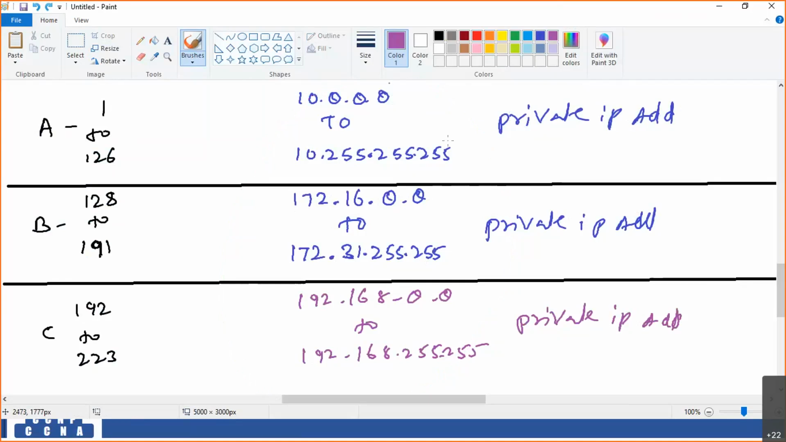These private IP addresses we have to use within your LAN, within the organization. That is why we are very familiar with 192.168 and with the 10 dot network. When you are using the internet, a public network, then public IP addresses come into the picture. Is it clear, everyone?